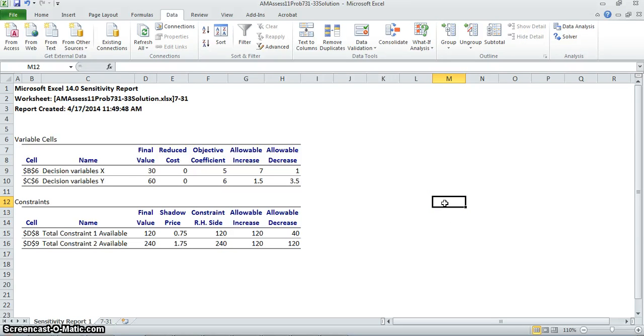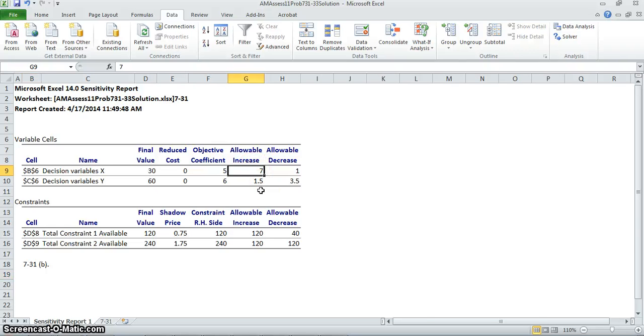Let's look at some specific questions that were addressed in the problem. Problem 731, part B, says if a technical breakthrough occurs that raised the profit per unit of X to $8, would this affect the optimal solution? What we notice on the sensitivity report in the top section related to the decision variables is that the allowable increase is 8.